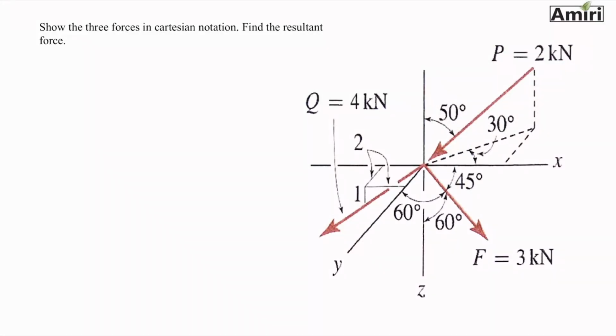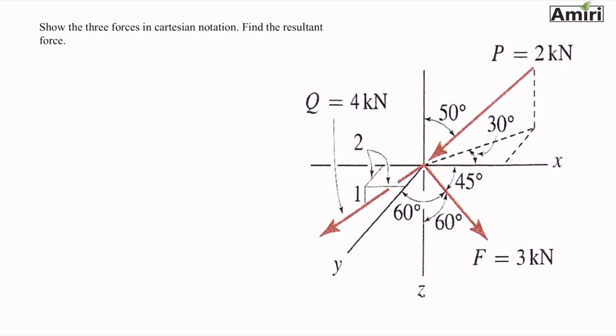All right, let's look at a problem like this, which has different variations. Pretty much it gives you a bunch of vectors in 3D space and wants you to write them in Cartesian notation, find the resultant force, anything like that. So let's just start with any of them we want. I like to start with the easiest one, which in this case would be vector F.